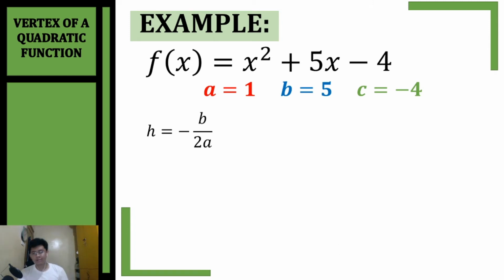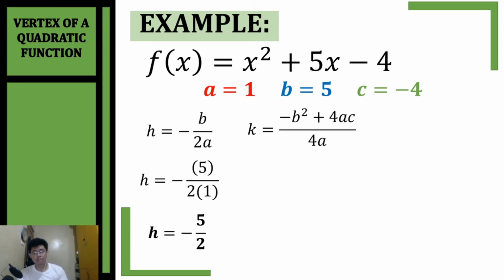Let's substitute the values of a and b into our formula. So we will have -5 over 2 times 1. Simplifying that, we will have the value of h, which is -5/2. Now, since I have a fraction for the value of x, I will use the formula to get the y coordinate of the vertex.